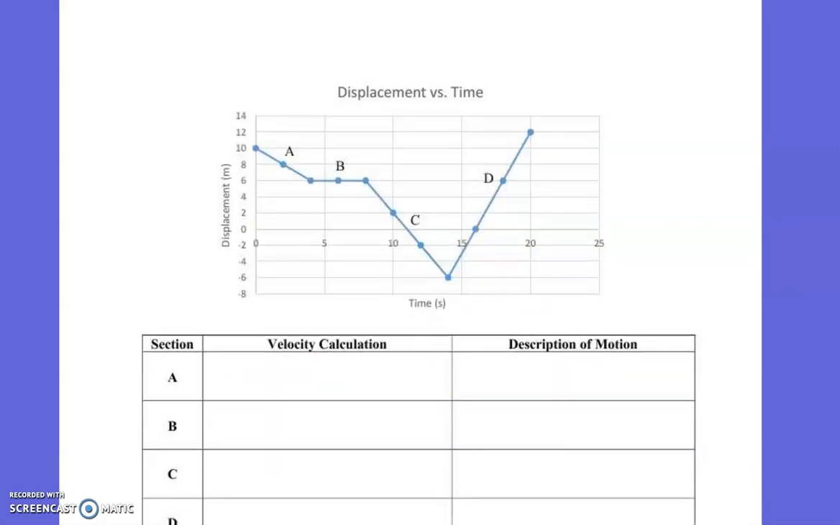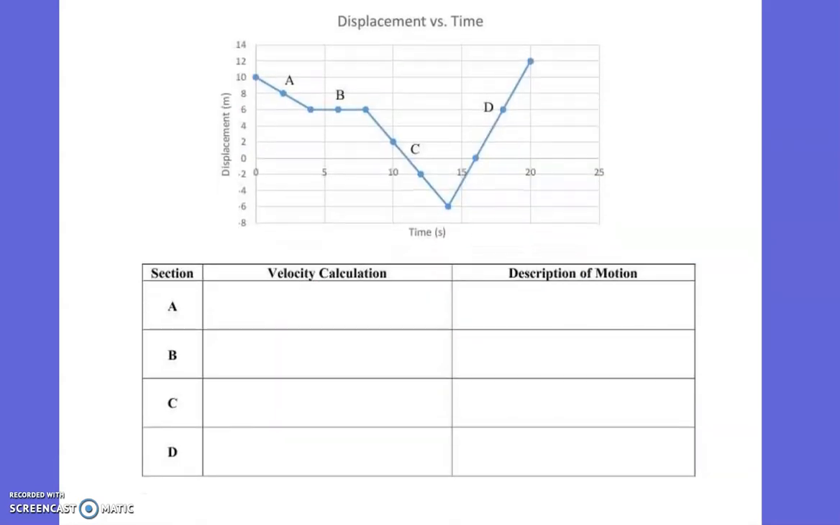What I'd like you to do in this next section here, I want you to give the video a pause, and I want you to try and calculate the velocity, meaning the slope, of each of the sections in this line. So go ahead and pause the video, try the calculation, and once you've calculated them, unpause the video and see how well you did.